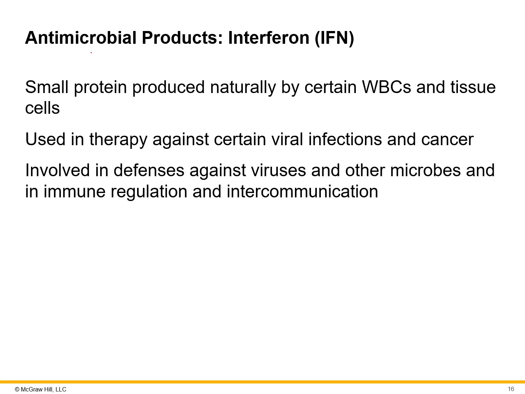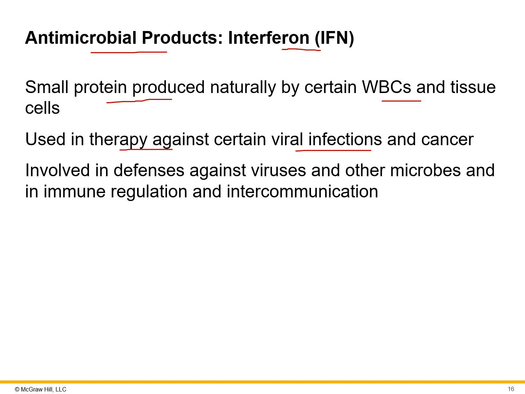Now, some antimicrobial products that can get produced by that second line defense: interferon. This is where we start talking about those viruses. This is a small protein that's made by some of our white blood cells and some of our tissue cells, but it's actually used in therapy against viral infections. So it's something the body makes, but it can also be a treatment. During viral infections, interferon gets made, but it can be given as a treatment as well.